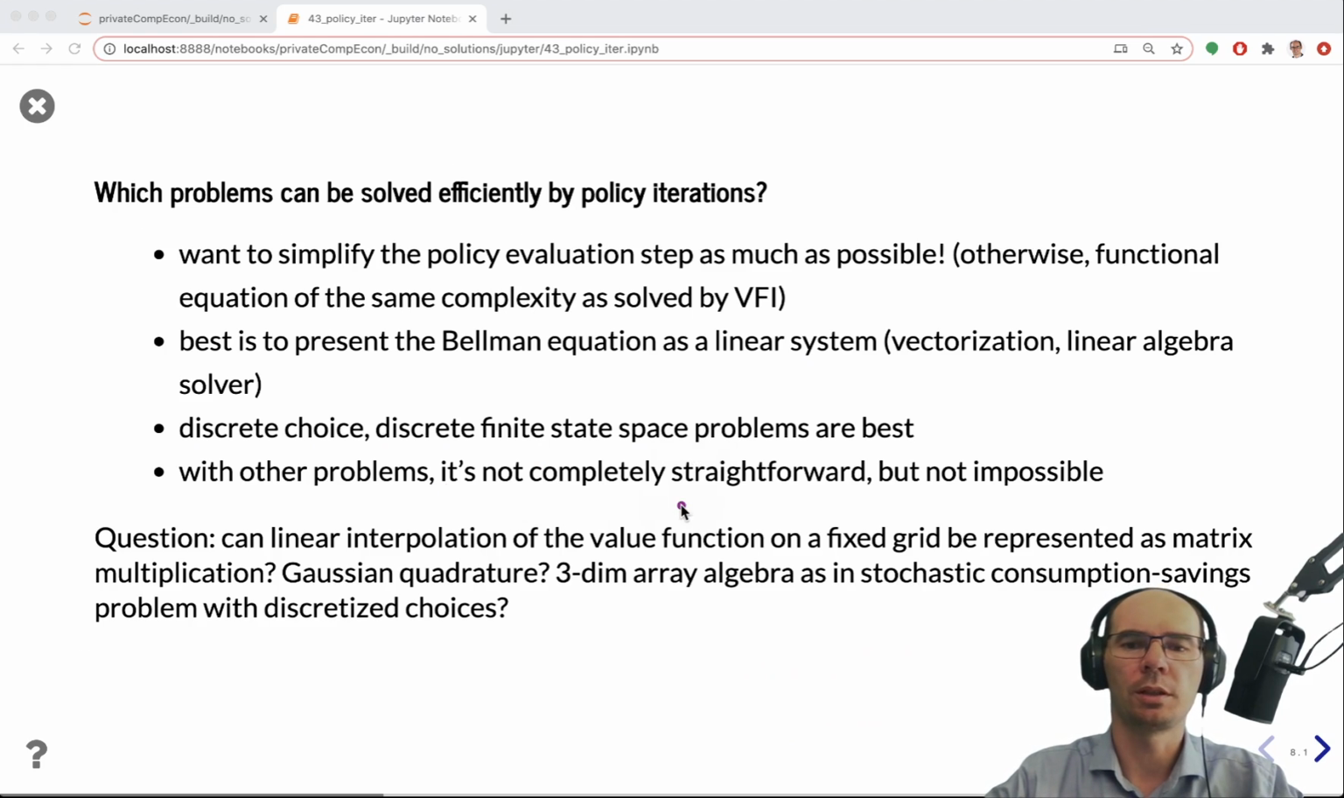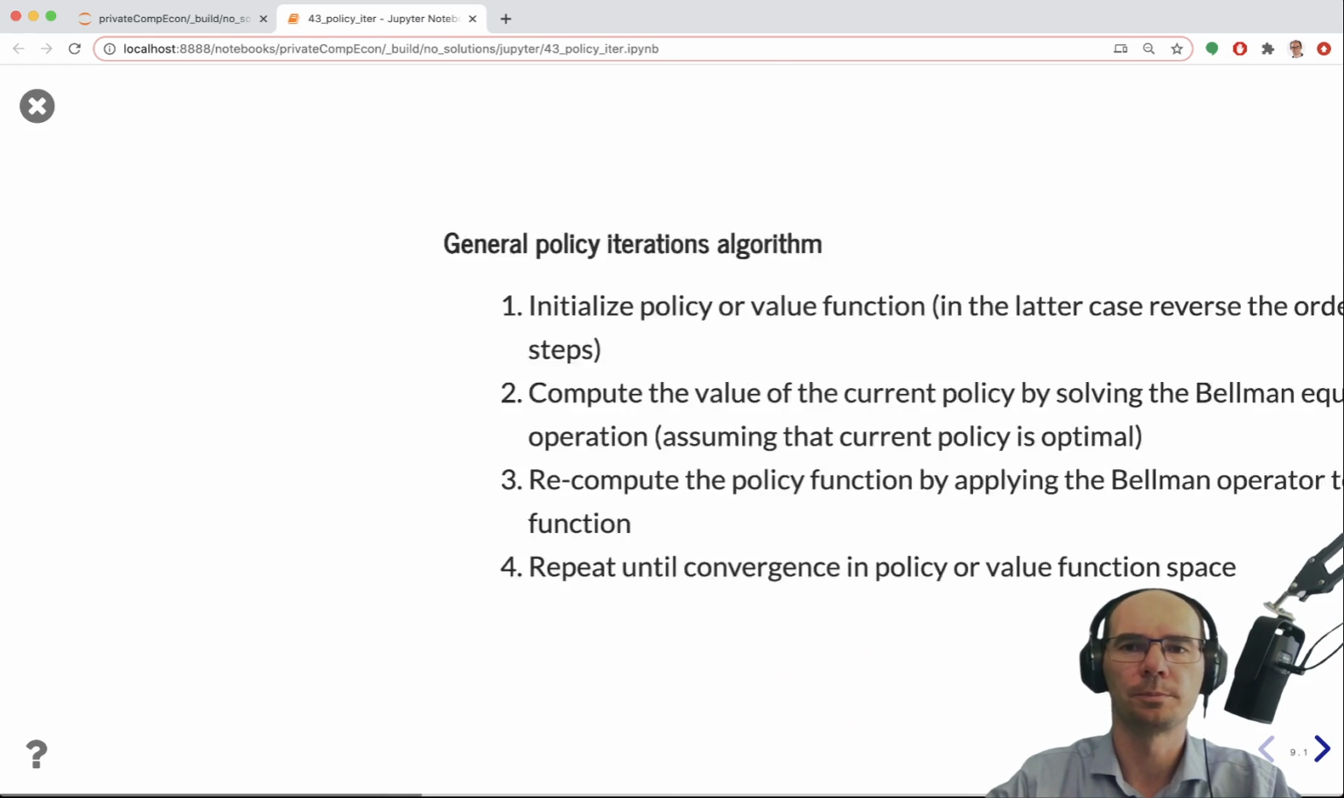With other problems, as I said, every time you have to think, can I represent Gaussian quadrature in matrix operations? Can I represent the three-dimensional array linear algebra like we did in the stochastic consumption savings problem? Can I represent that as a system of linear equations? Maybe a large system, but if it's still a linear system of equations, then we can unleash some efficient solvers on it, and still gain some advantage over the value function iterations.